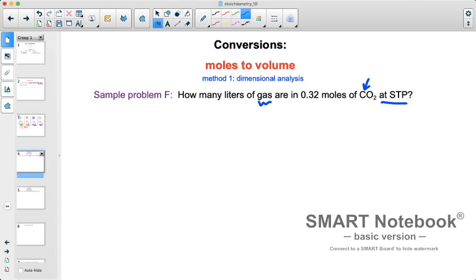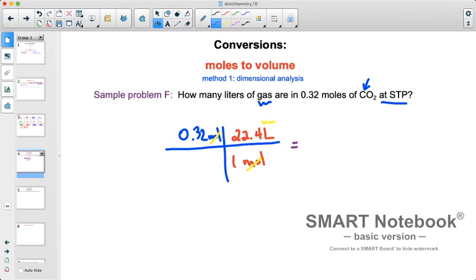Now, I'm going to use the method of dimensional analysis. First I'm going to make the dimensional analysis T, and then I'm going to take what I'm given and put it here on the left side. Now, on the right-hand side, I'm going to use that conversion factor of 1 mole is equivalent to 22.4 liters. By setting it up this way, with mole being underneath in the T-chart, I see that the unit of mole cancels out and leaves me with the unit of liters, which is what I want. I'm going to end up multiplying across and dividing down, and I should end up with an answer of 7.168.